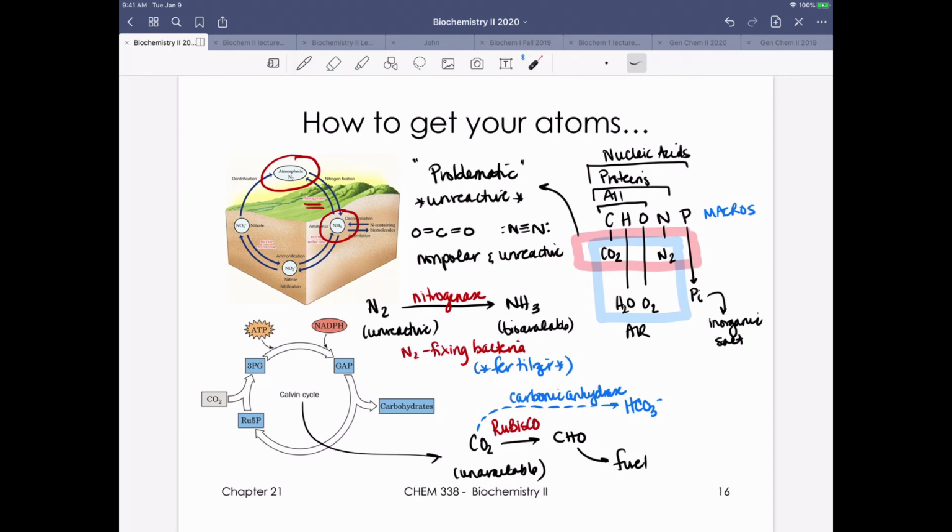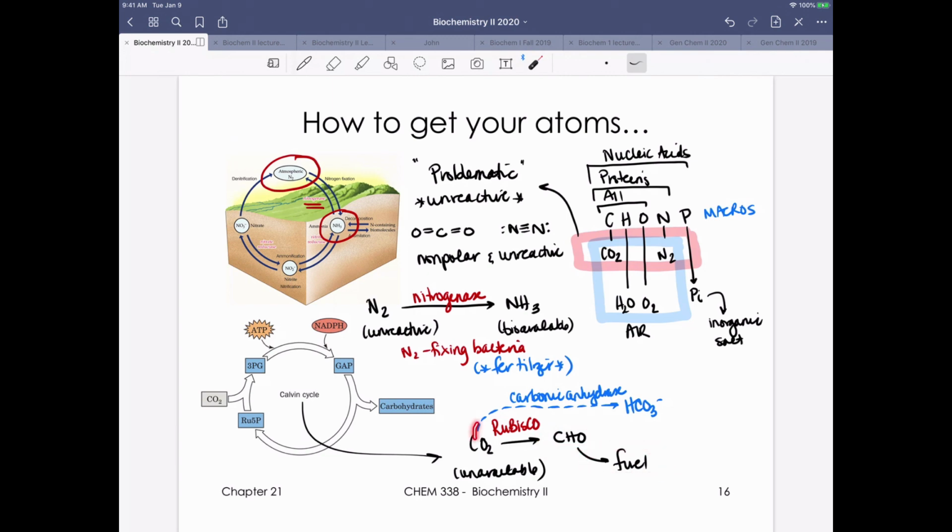So, pulling together some stories of things we've already talked about and introducing a new one, two really important enzymes in the biological world are the enzyme responsible for fixing nitrogen and the enzyme responsible for fixing carbon dioxide. Let's come down here first because we've already learned about this enzyme, right? In the Calvin cycle, Rubisco is the rate controlling step, and that's also the step responsible for fixing that fairly unreactive and unavailable carbon dioxide into carbohydrates, which we can then use as fuel.